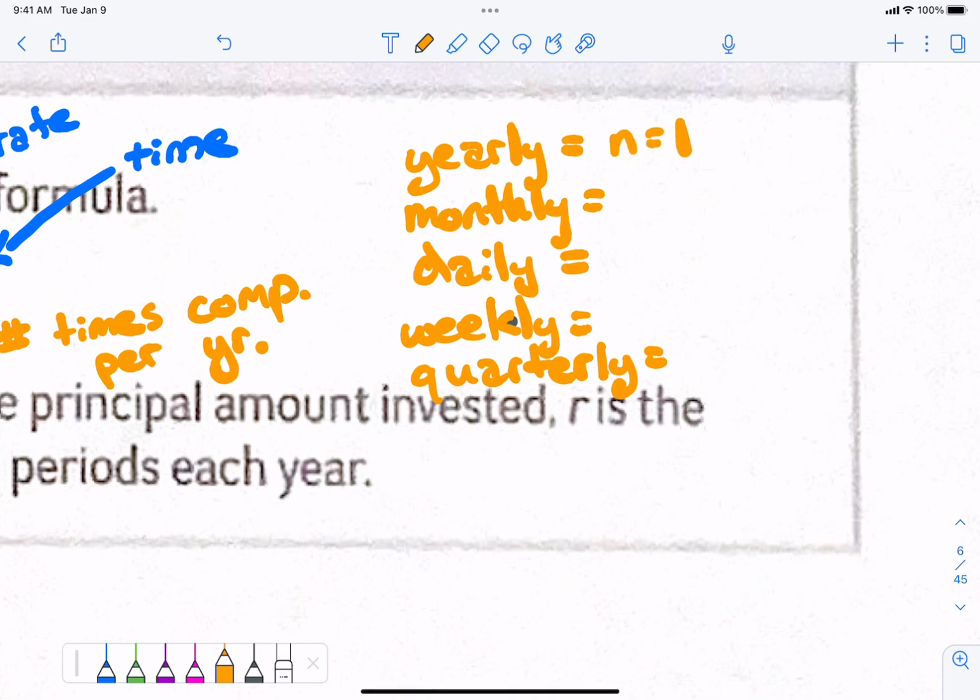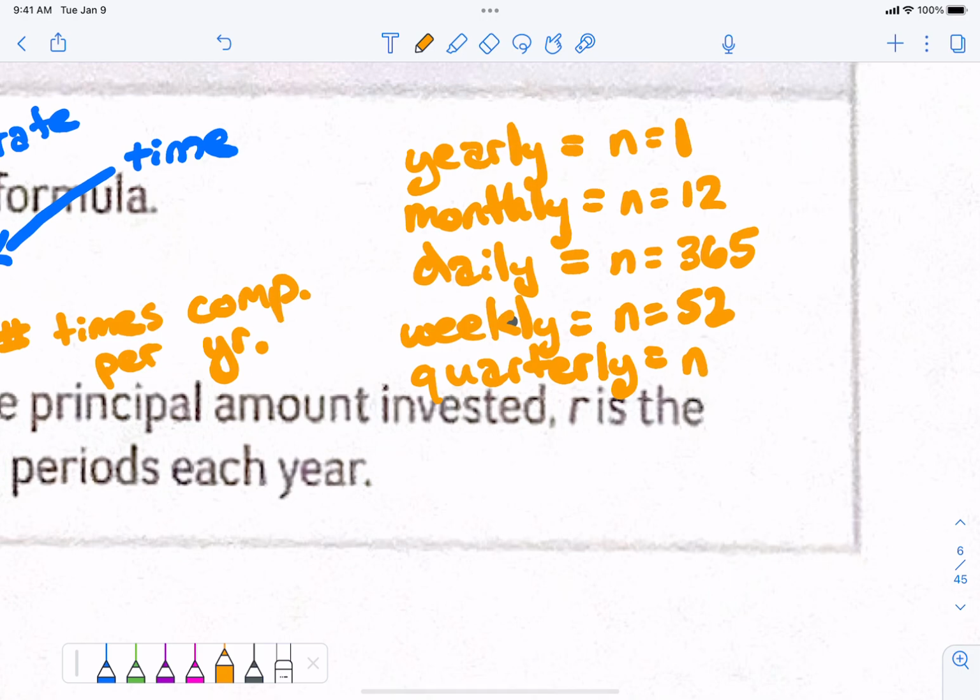If you're compounding monthly, how many times are you compounding per year? 12. If you're compounding daily, how many times? 365. Technically, there's 365 and a quarter days in a year, but they always use 365 no matter what, even if it's a leap year. They don't use 366 on that leap year day. They just leave it at 365. Weekly, 52. Technically, it's 52 and 1/7 or something like that, but they just use 52.